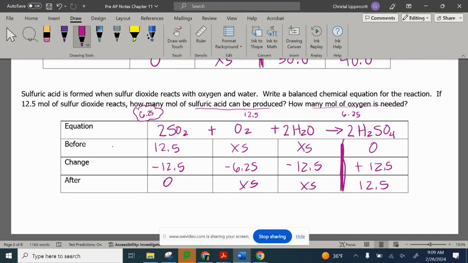Okay. Then I come down to get my change line. So my change line is going to be 6.25 times 2. Here it's going to be times 1, times 2. And these are all minuses because these are reactants. So they're getting used up. 6.25 times 2 is going to give me this, but I'm adding it here because this is a product. So these are my final amounts at the bottom.